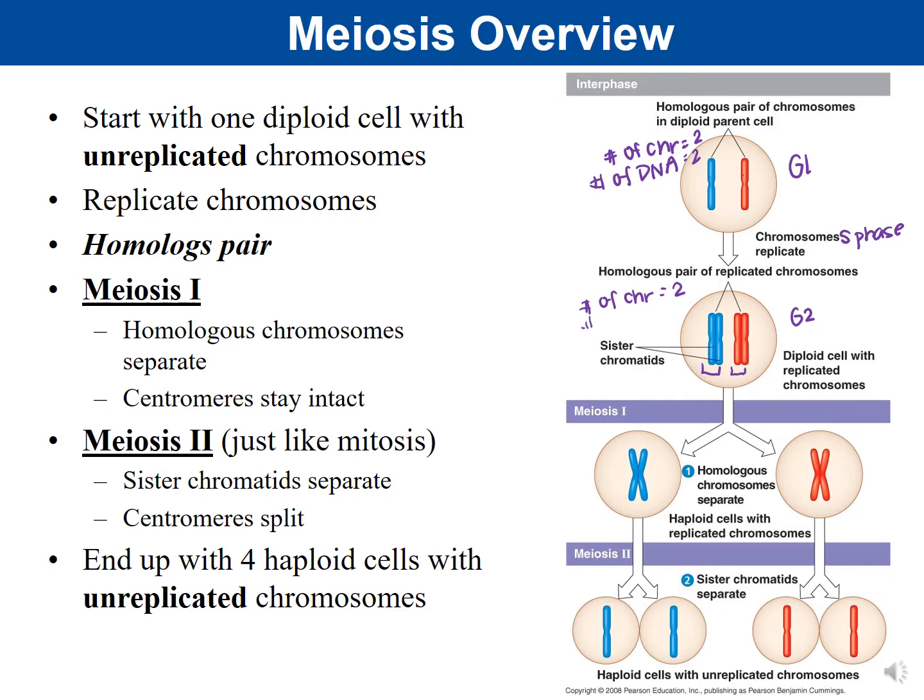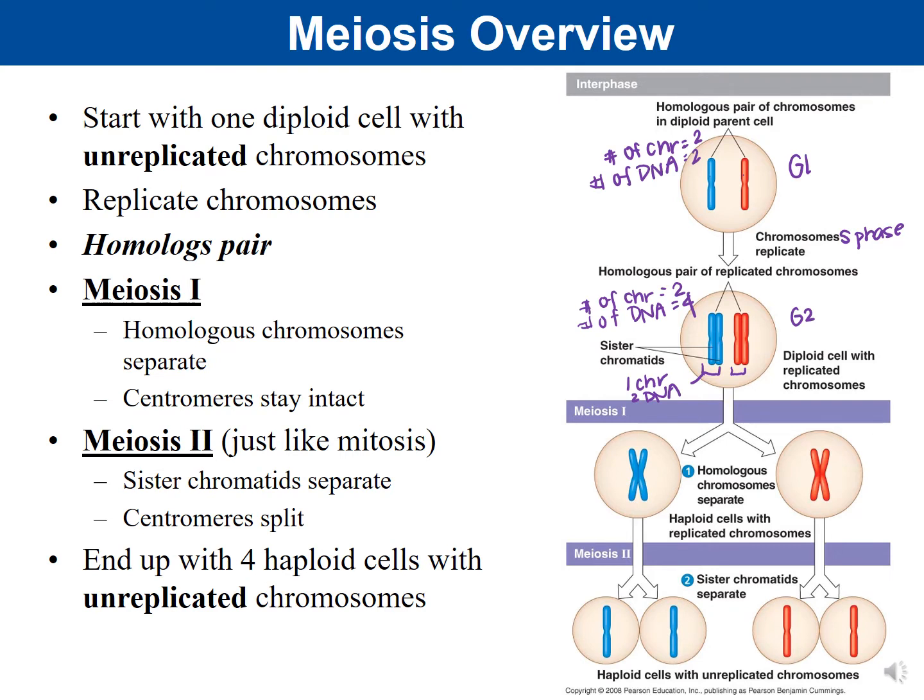But our number of DNA is now 4 because they're duplicated, right? So this is 1 chromosome, right? So each one of these is 1 chromosome, but 2 DNA. We have 2 of those, so in this cell, number of chromosomes is 2, but we have 4 DNA. So cell starts with a diploid cell. That diploid cell starts out unreplicated, so like in G1. S phase is going to happen, chromosomes are going to duplicate, they're going to end up with sister chromatids.